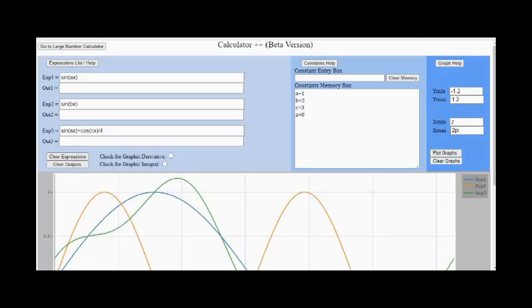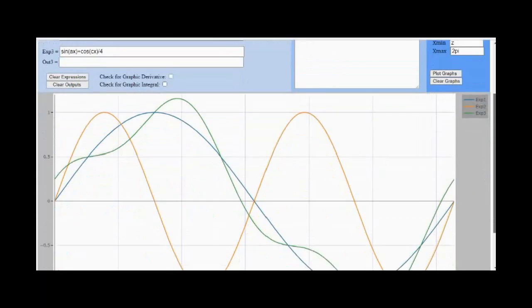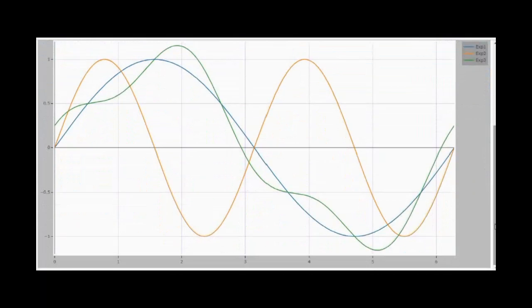As a result, let's see what we get. Okay, if you look at your graph, you notice one cycle of sine of 1x colored in blue, two cycles of sine 2x in red, and the sine of 2x plus cosine 3x over 4 in green.